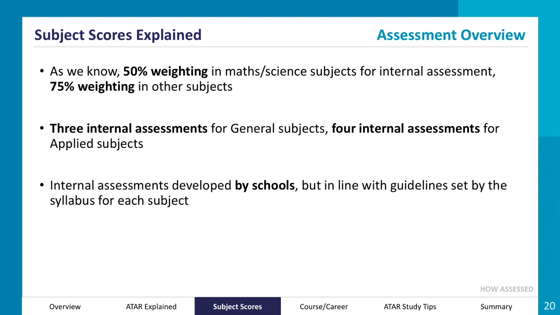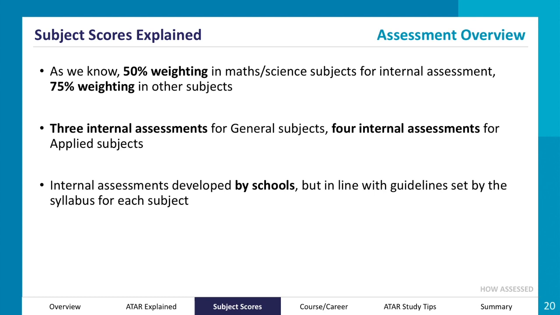So what do we know so far? Well, at least for general QCE subjects, there's a 50% weighting in math and science subjects on the internal assessment and external assessment, whereas with other subjects, 75% is internal. We know that there are 3 internal assessments and 1 external assessment for general subjects. For applied subjects, it's a bit different, 4 internals and 0 externals. And of course, we know that VET qualifications are treated a little bit differently, as just discussed.